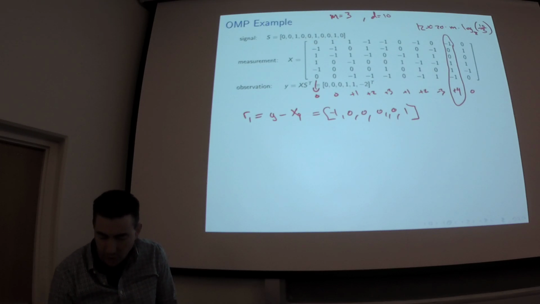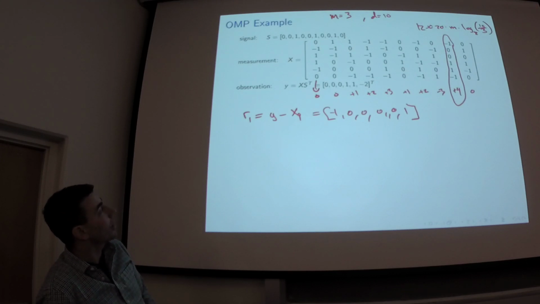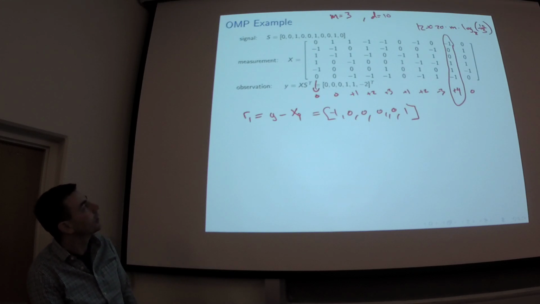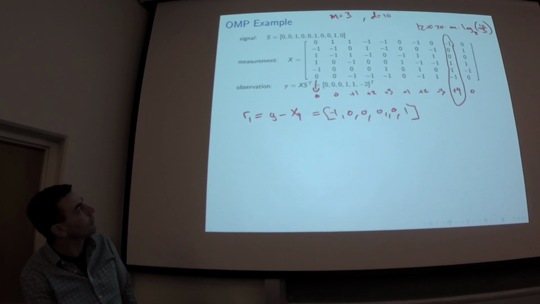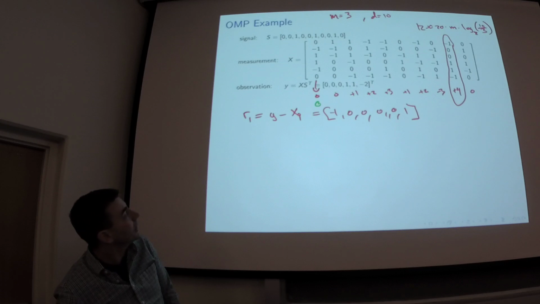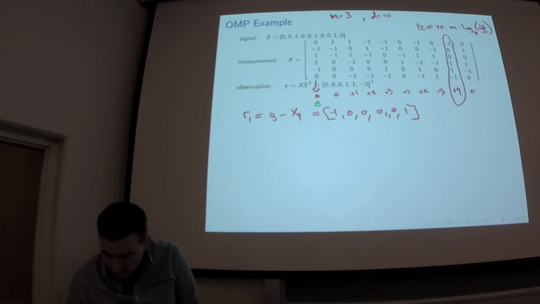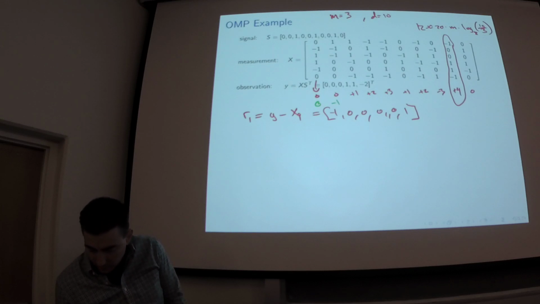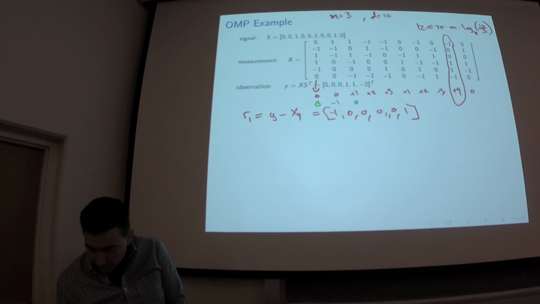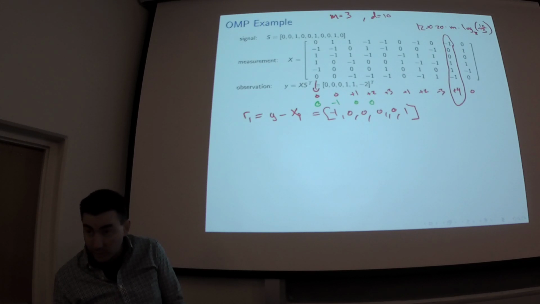Now let's repeat this process and take the dot product with the other columns. The first column is going to be 0. The second column will be minus 1. The third column is going to be 0. The fourth column will be 0. The fifth column, I have a minus 1 and plus 1. These will cancel.